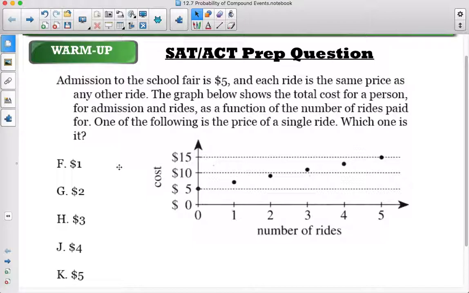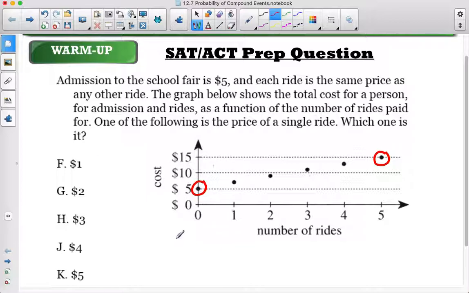Which one is it? And so they give you the cost of admission, and you see that in here because that is your y-intercept. And then if they do one ride, it's somewhere between $5 and $10. If you do two rides, it's something just below 10, maybe 9. The easiest point to use is probably this 5, because it's on an intersection. It's at $15. What they're essentially asking for here is the slope.